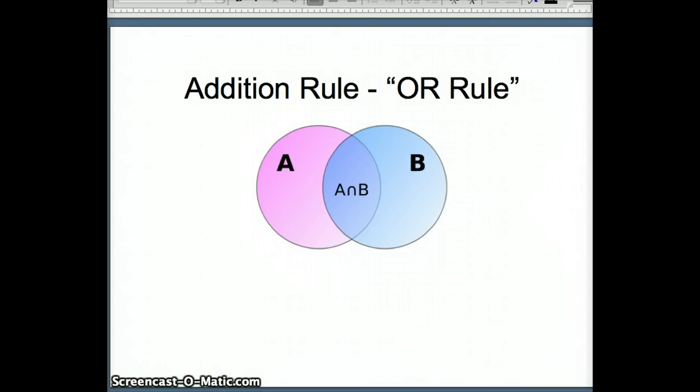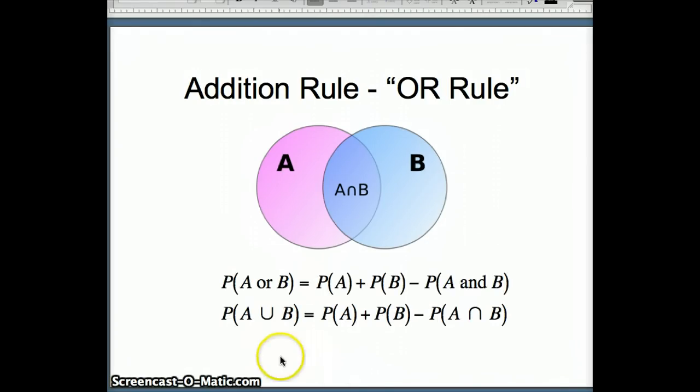Okay, our next rule is the OR rule, and looking at this Venn diagram, you are either in event A or in event B, and we want to find the likelihood of that happening. The issue is, how do we handle this overlap, A intersect B? How are we going to generate a rule that will allow us to make sense of that?